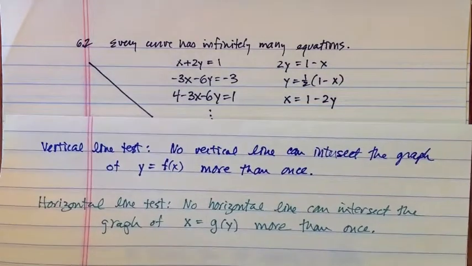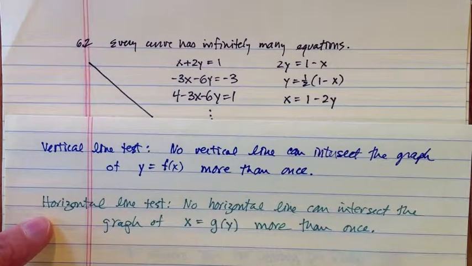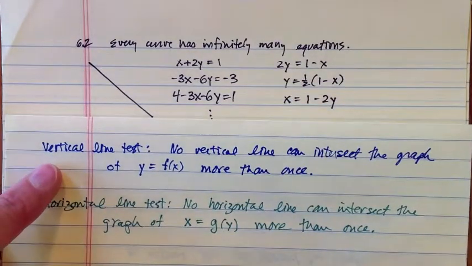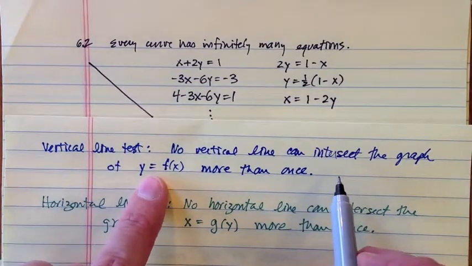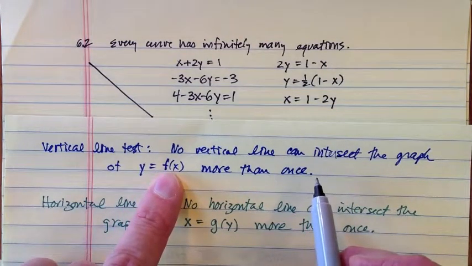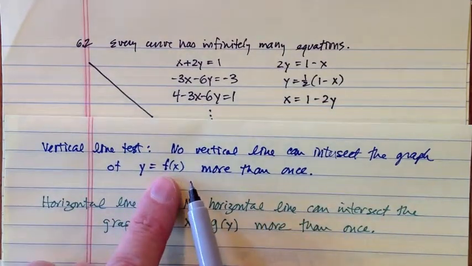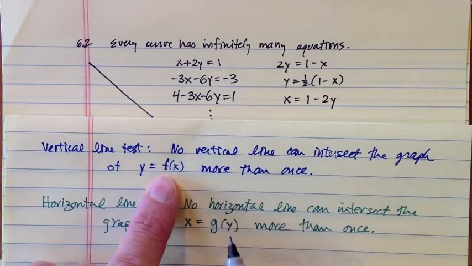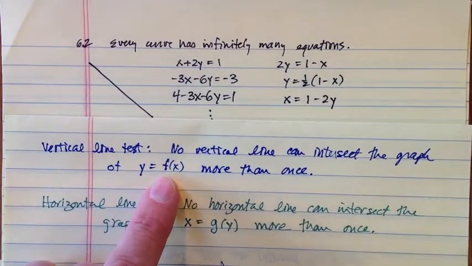So I'll remind you what the vertical line test says and tell you, I guess for the first time in this course, the horizontal line test. The vertical line test says no vertical line can intersect the graph of a curve that has the equation y equals f of x more than once. That's because if y depends on x, then along any vertical line, where x is held constant, there can't be more than one y. If there were, then y would depend on something other than x on that curve.